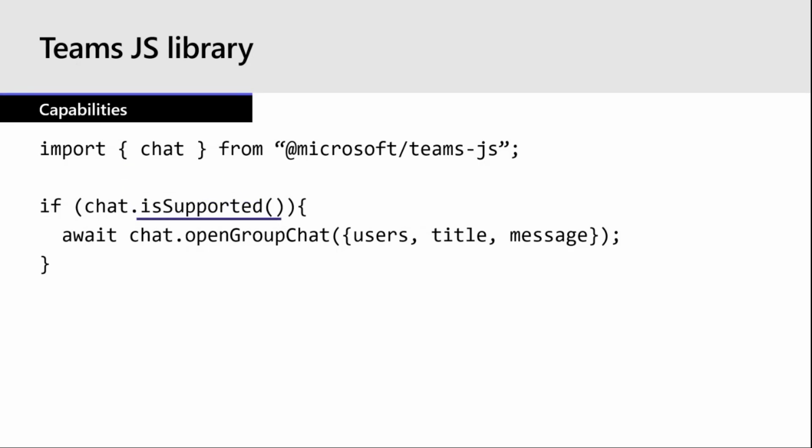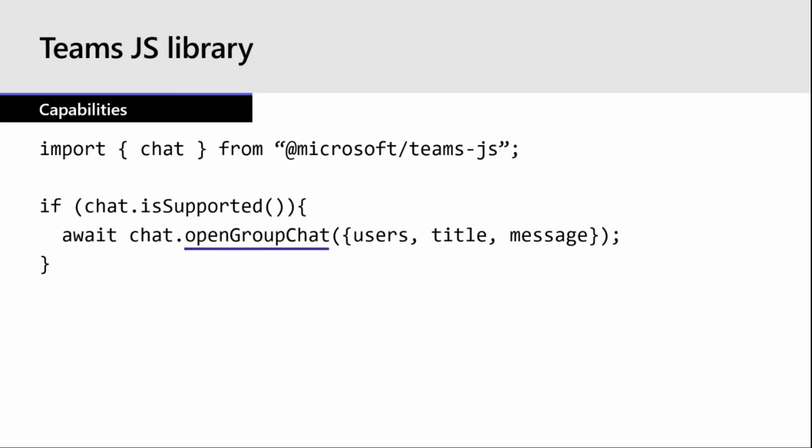Then what we do is we just make sure that this capability is actually supported in the host that our application is running in. We do this just in case, for example, you've got your web application running outside of Teams. If it's running outside of Teams, this is just going to return false. If it's inside Teams, it's true. Then we can safely move on to actually use some of the functionality on this capability.